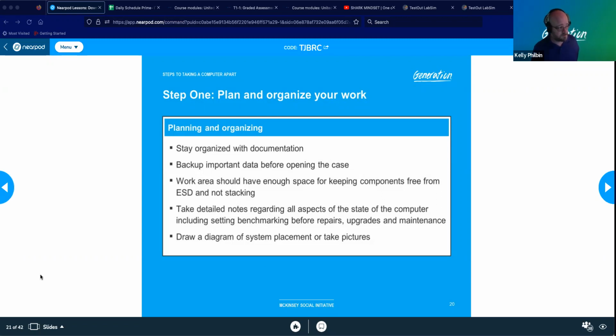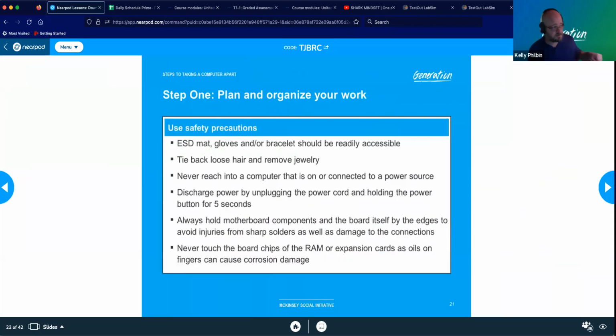All right, so we've done our pre-planning, we've documented the outside. Make sure we have our ESD mat, gloves, and/or bracelet ready to go when we crack the case. Tie back loose hair if you have any. And again, never reach into a computer that is plugged in and powered on. Once we unplug it, turn it down, all that fun stuff, we press and hold the power button for about 5 seconds, and that will disperse any residual charge stored in the capacitors. They look like little batteries. So it disperses the charge, making it safe to work on. Is it foolproof? No, but we will avoid the components that are dangerous.